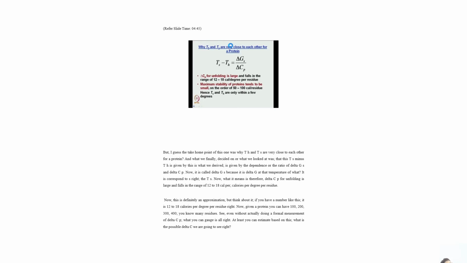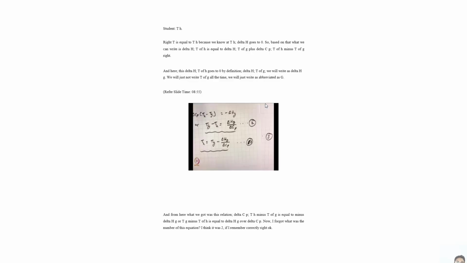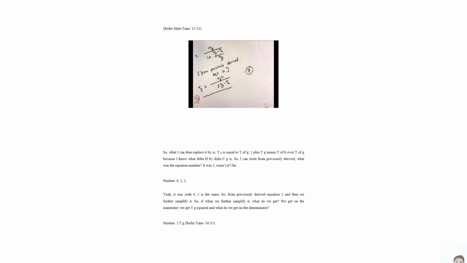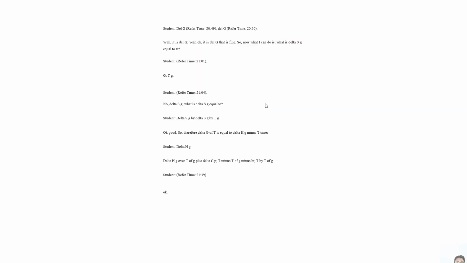So why are these two very close to each other for a protein? Delta Cp for unfolding is large, and falls in the range of 12 to 18 per residue. So maximum stability of proteins tends to be small, on the order of 50 to 100 calories per residue. Hence Ts and Th are only within a few degrees. We don't have to get into more thermodynamics of this. Basically, you have to remember that a protein gets denatured at both lower temperature and higher temperature.